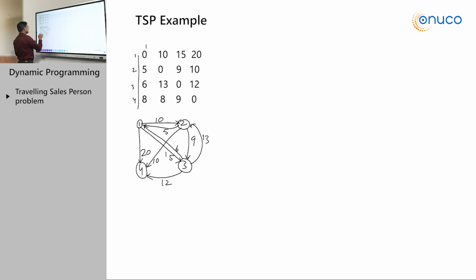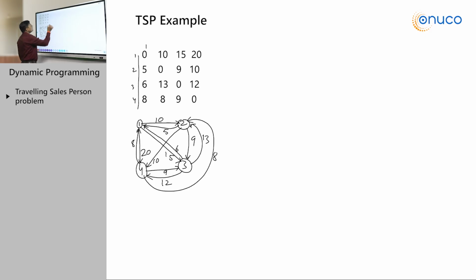Similarly, 4 to 1, you will see that 4 to 1 is 8. 4 to 2 is 8. And 4 to 3 is 9. So we can see that it looks very complex, and that is why we have the weighted adjacency matrix. I am just trying to show you that the 1 to 2 and 2 to 1 distances are not the same. So we will be getting many possibilities here.